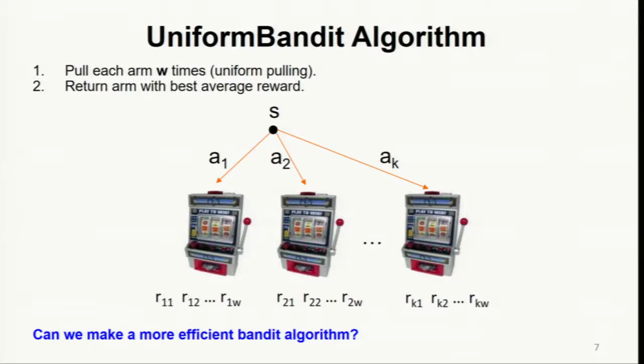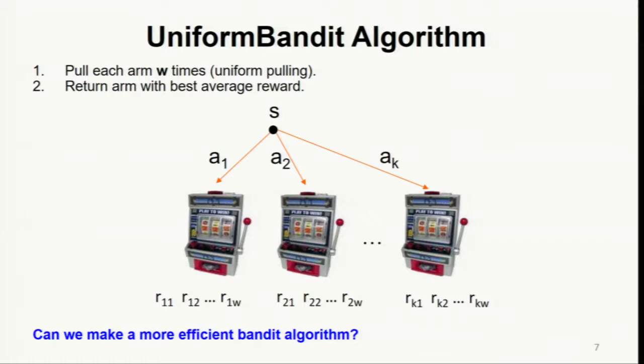Now, what's the simplest way to do it? If you have k actions, you just pull each one of them maybe 1,000 times, and then you do the average. You see which one is the best. So the uniform bandit algorithm: you pull each arm W times. This is called uniform pulling. You return the arm with the best average. So you do it W times, W times, W times, and then you do the average, and whichever gives you the best average reward, you go with that.